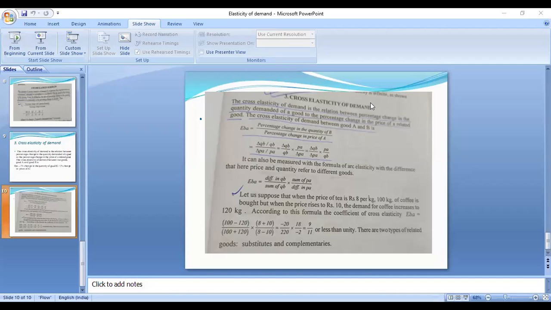Factors affecting price elasticity. So what happened with, yes, Ankit? So what happened to you? How many times were you left the meeting?